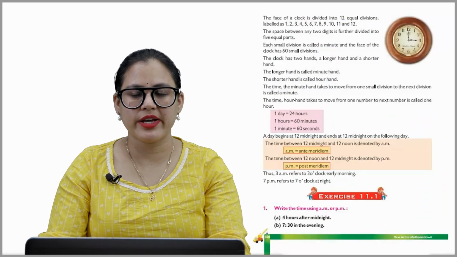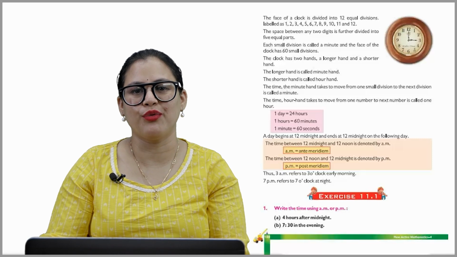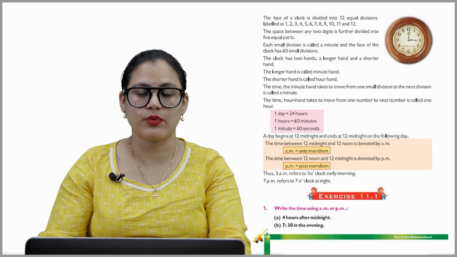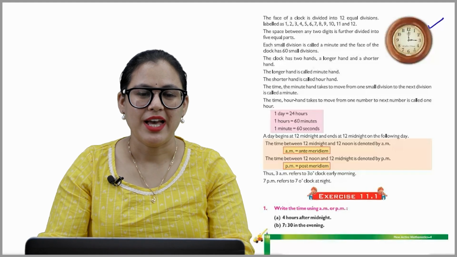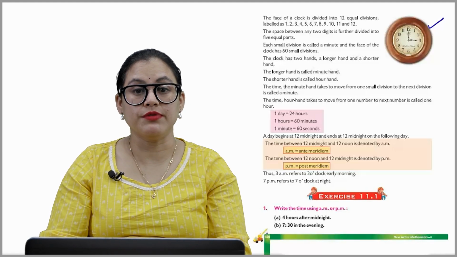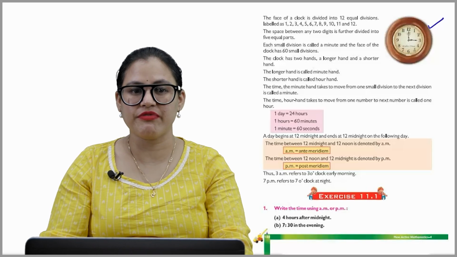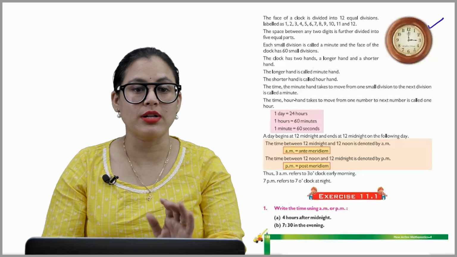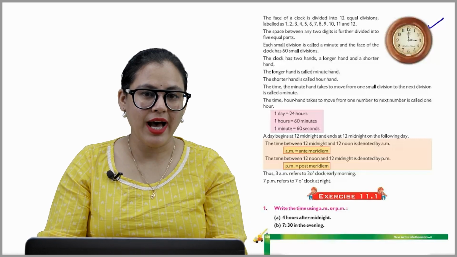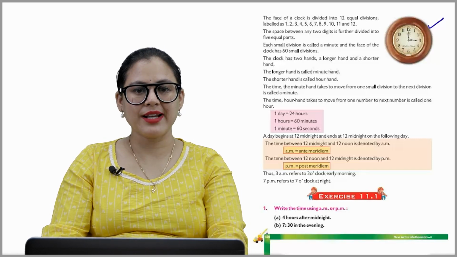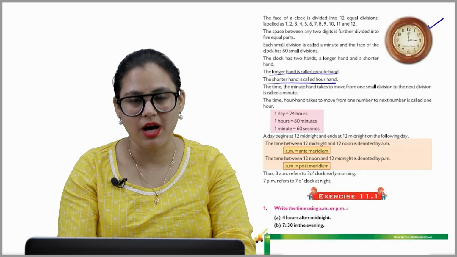The face of a clock is divided into 12 equal divisions, labeled as 1, 2, 3, 4, 5, 6, 7, 8, 9, 10, 11, 12, as you can see in this clock. The space between any two digits is further divided into 5 equal parts. Each small division is called a minute, and the face of the clock has 60 small divisions. The clock has two hands, a longer hand and a shorter hand. The longer hand is called the minute hand, and the shorter hand is called the hour hand.